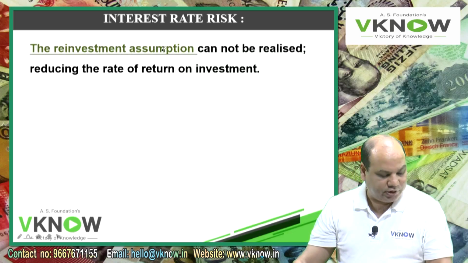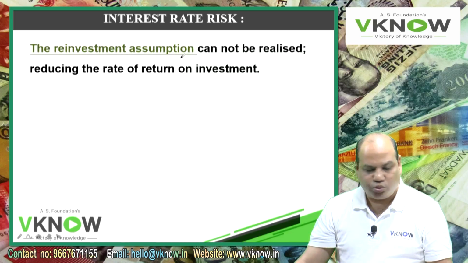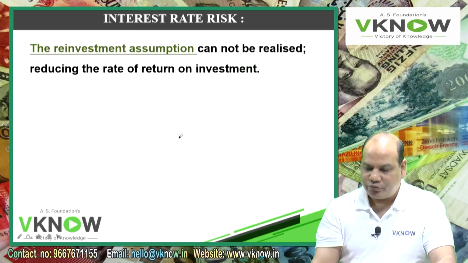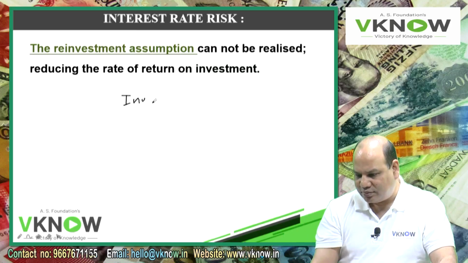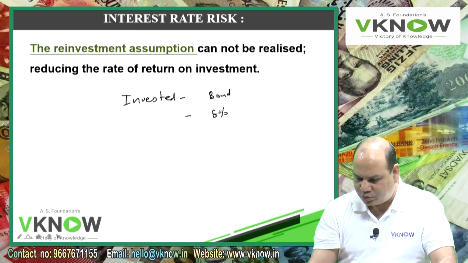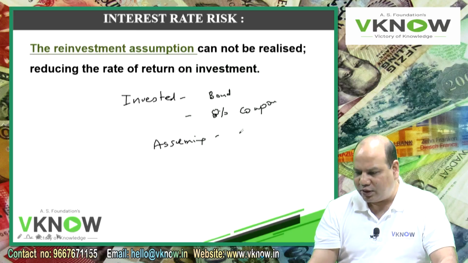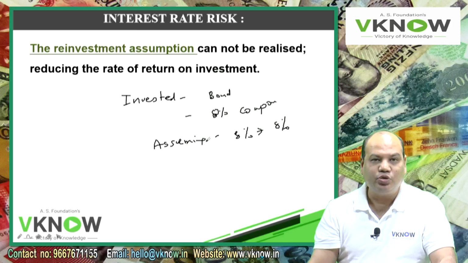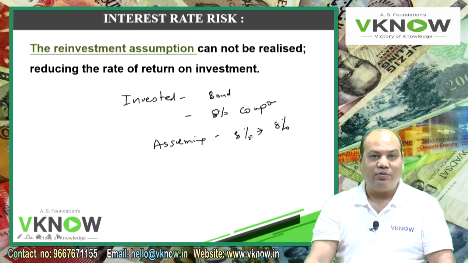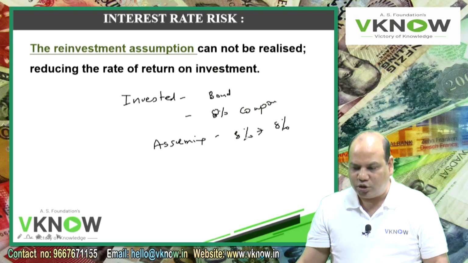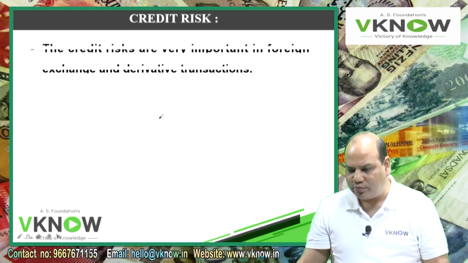Next interest rate risk is reinvestment risk. Reinvestment risk means you may assume that once you receive the interest, it will be reinvested at a certain rate. Suppose you have invested in a bond which pays 8% coupon, you are assuming that once I receive the 8% coupon, I will be able to reinvest it at 8%. After 1 year you received the coupon of 8%, but the market rate has gone down. Now in the market the rate of interest is 6%, so this reinvestment assumption is not valid and you have to be happy with a lower rate of reinvestment interest.